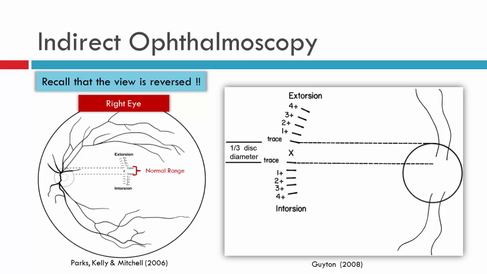To the right here, I've given you a magnified view, this time of the left eye. And what we can see now is that we're considering the fovea's normal position to be in the top third of the optic disc. And again, if the fovea is higher than this, we're looking at an extorted eye versus if it's lower than this, an intorted eye.